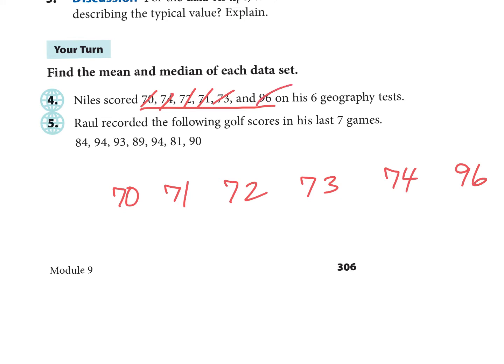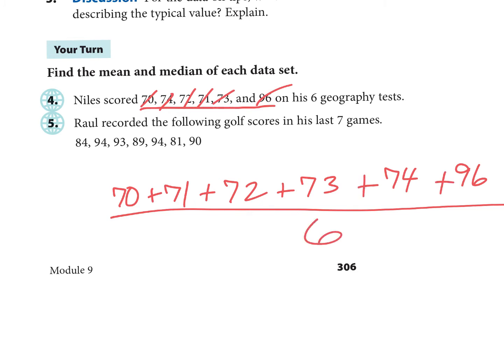Okay, so it says find the mean. Mean is just average. That one's pretty easy. So how do you get average? You're going to add them all up and divide by the total number of things that you have, which in this case is 6. So you'll want to get your calculator out and add 70 plus 71 plus 72 plus 73 plus 74 plus 96, and then divide that by 6, and we get 76. So add all those again, divide by 6, since there are 6 tests. And so our mean, or average, is a 76.